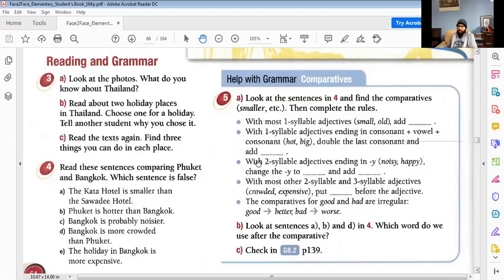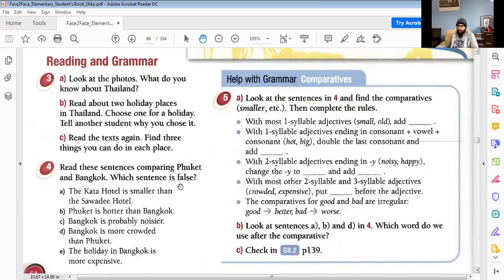Then we come to the next group, the third group. In this group, we have two syllable adjectives which end with Y. Okay? So what you need to do is just add I-E-R. Of course, you have to remove the Y. Okay, so this means remove Y and put I-E-R. So noisy becomes noisier, happy, happier, and sunny, sunnier, windy, windier, and so on.